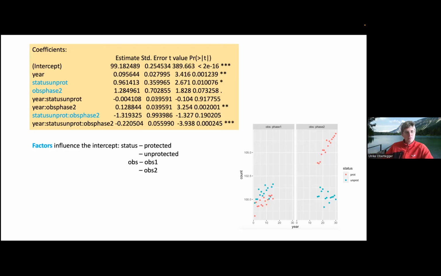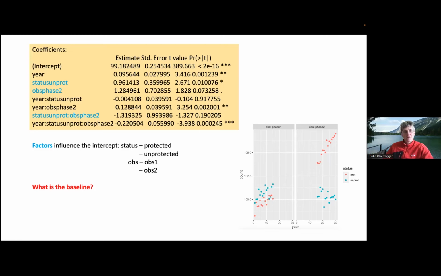The intercept that is stated in the output for R is related to the baseline model. And what is the baseline model? The baseline model is that one to which all other parameters are compared. And how is the baseline model decided?